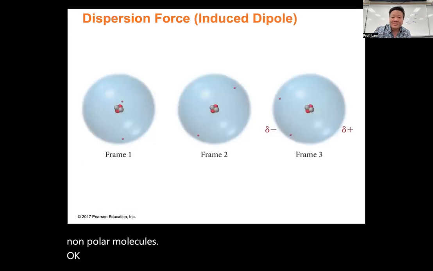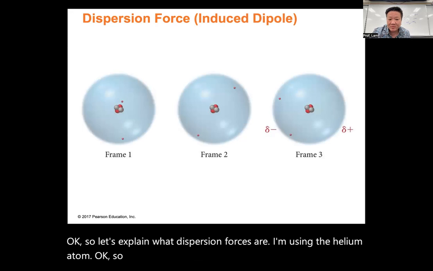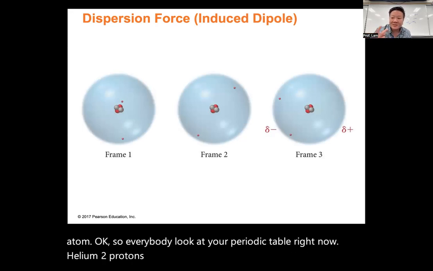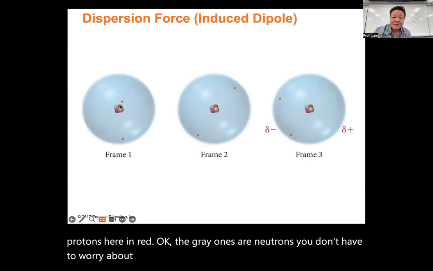Okay, so let's explain what dispersion forces are using the helium atom, okay? So everybody look at your periodic table, right? Helium, 2 protons, right? And 2 electrons. So you got the 2 protons here in red. Okay, the gray ones are neutrons. You don't have to worry about that. But there's your 2 protons and there's your 2 electrons.